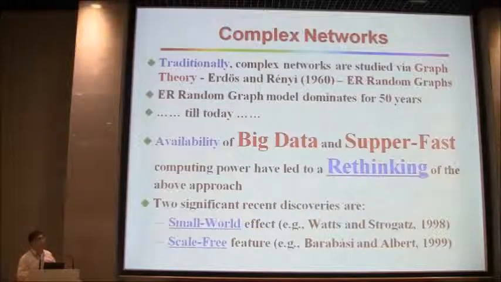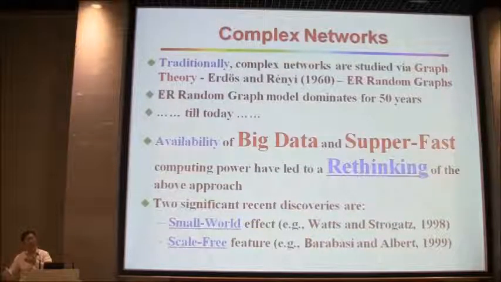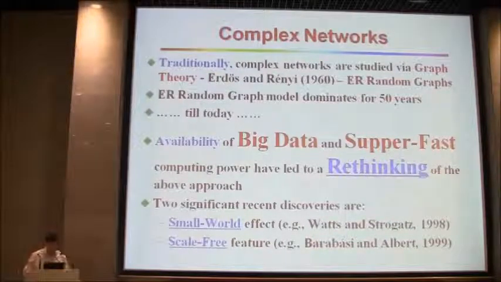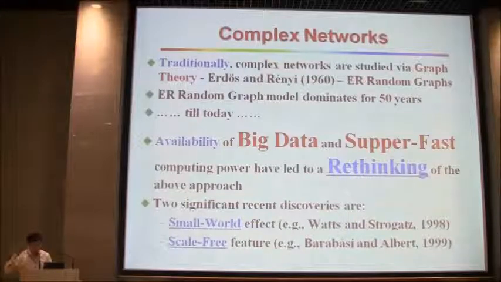So we have big data, and we also have super fast computers. Normally we use these two tools, big data and super fast computers, to get much information about complex networks. So this is basically the idea of complex networks.